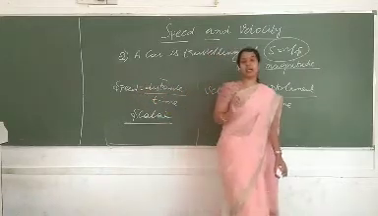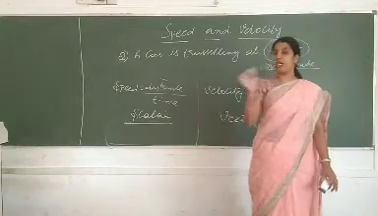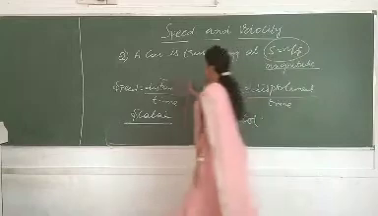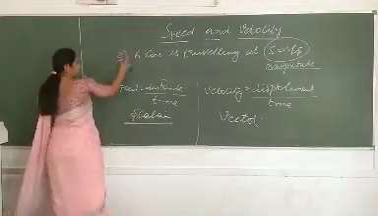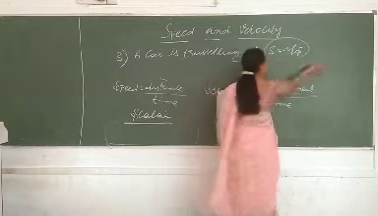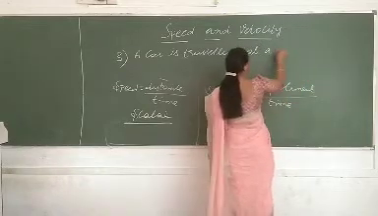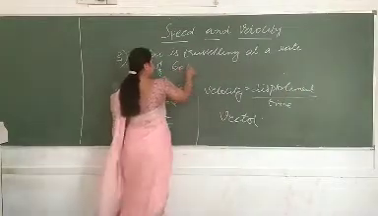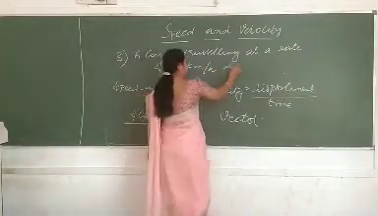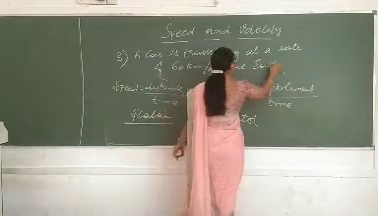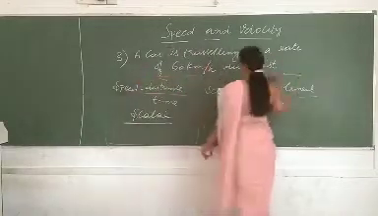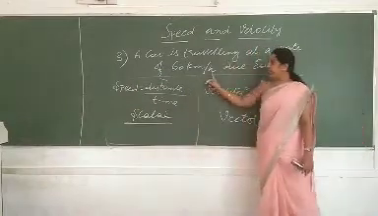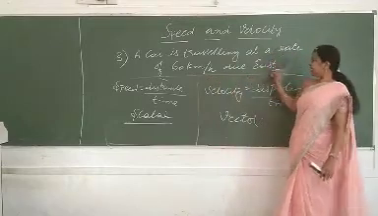So in the given example, 5 meter per second cannot be velocity, but it is 100% a speed value. Clear? Now let me take my third example. A car is traveling at a rate of 60 km per hour due east.